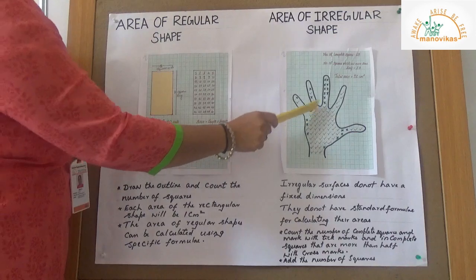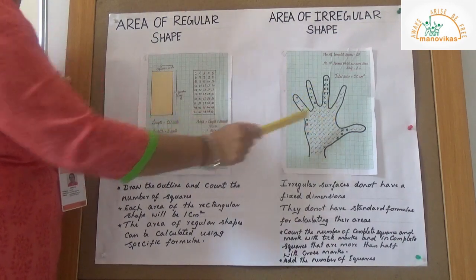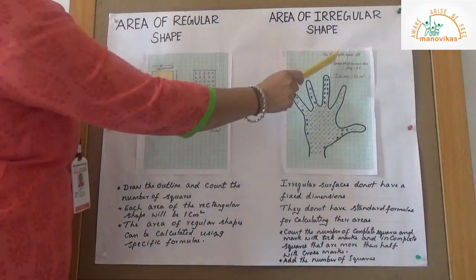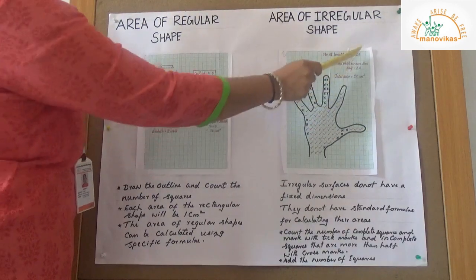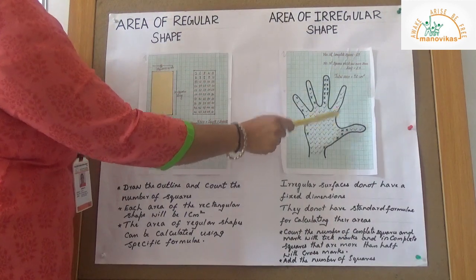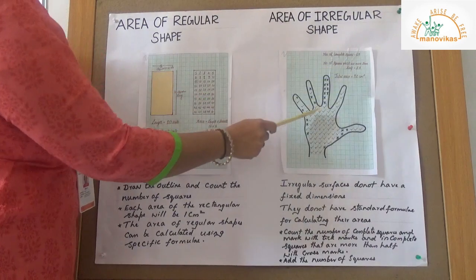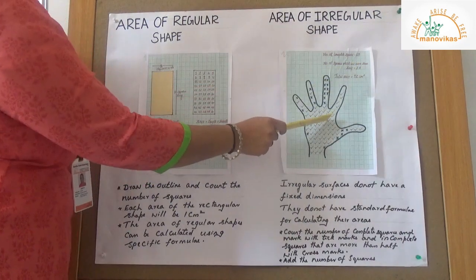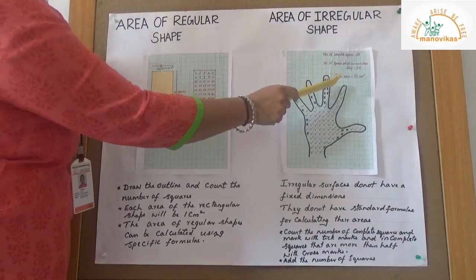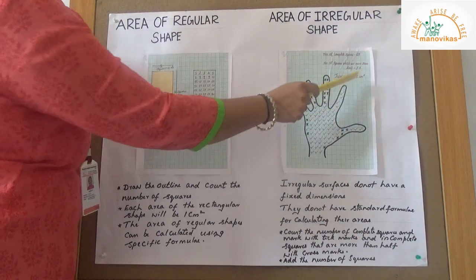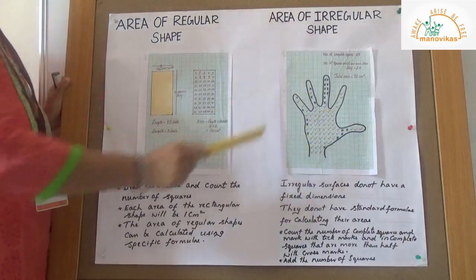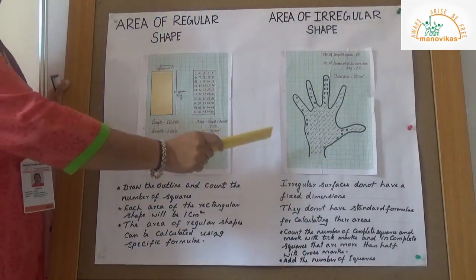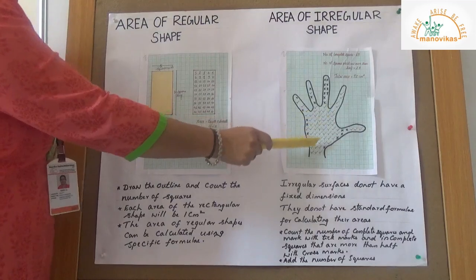Now count the total number of squares. That is, number of complete squares in this is 69 centimeter square and number of incomplete squares with cross mark is 23. This is an example, okay? So total area is equal to 92 centimeter square. This is how you find the area of irregular shape.